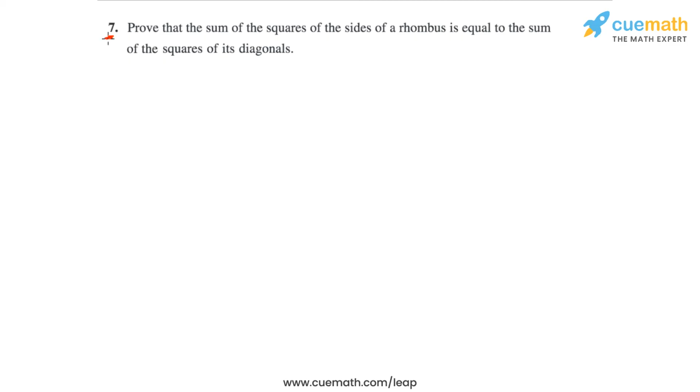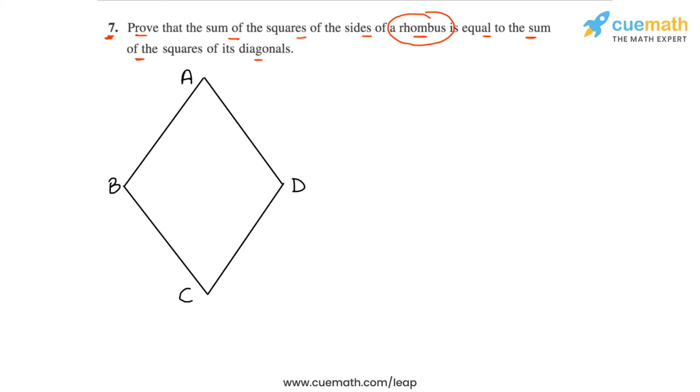Question 7 of this exercise says, prove that the sum of the squares of the sides of a rhombus is equal to the sum of the squares of its diagonals. So we are dealing with a rhombus in this question. A rhombus is a parallelogram in which all the four sides are equal. So let's start by drawing a figure of a rhombus. So here's a figure that I'm going to use.